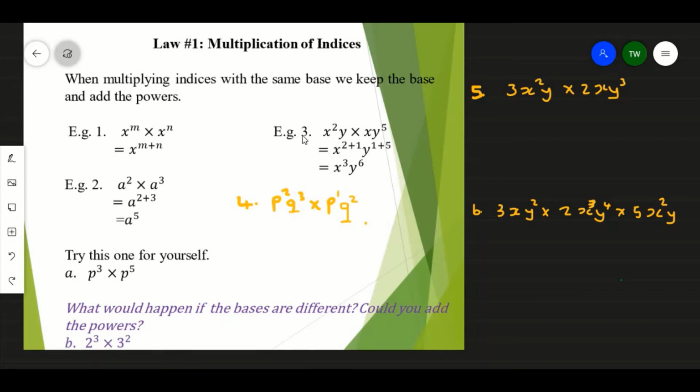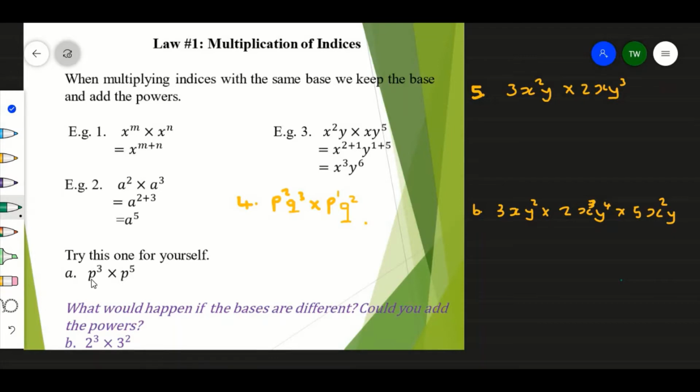Example 3. x squared y times xy to the 5th is going to equal x to the second power plus the first power, right? y to the first power plus the 5th power, which gives us a final answer of x to the third power and y to the 6th power. Note that y by itself means y to the first power, and x here means x to the first power.